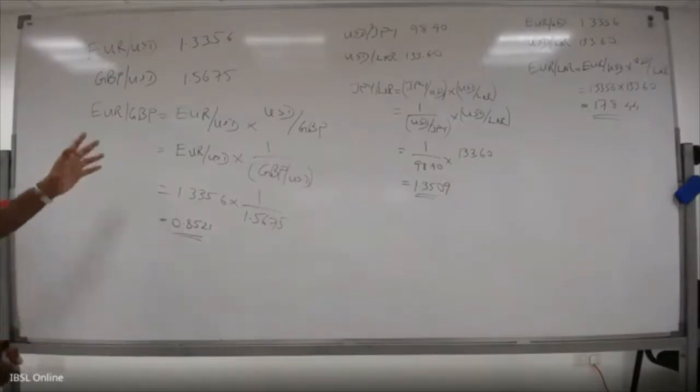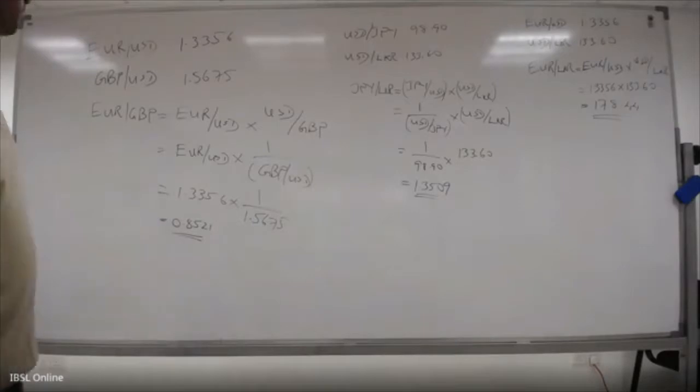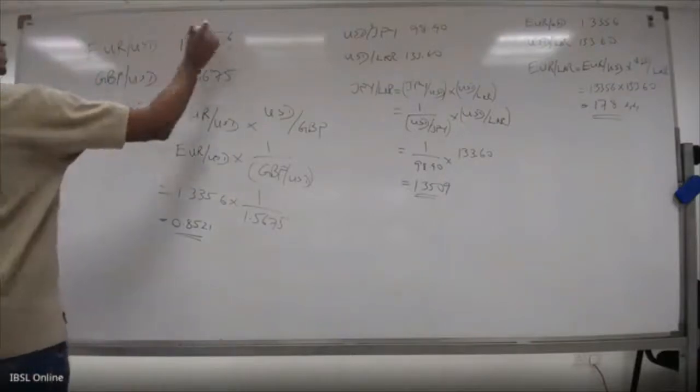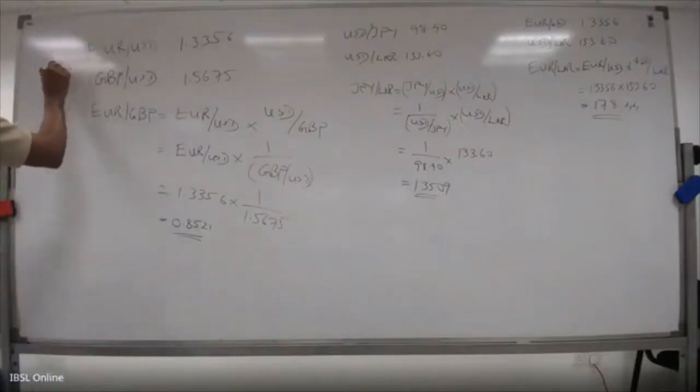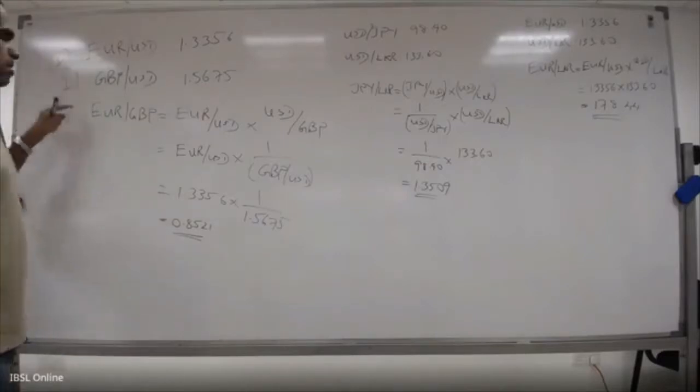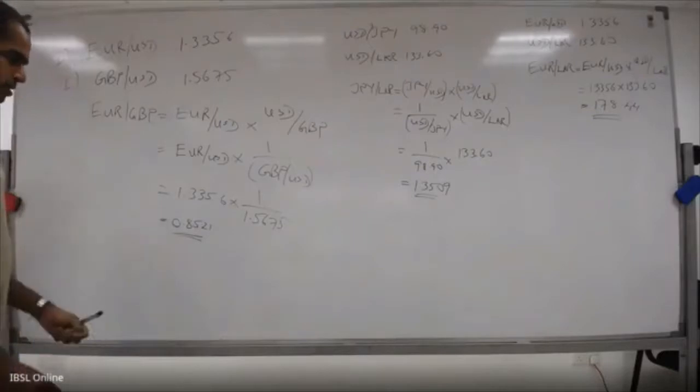If you look at these three examples that we just did, the first one, euro dollar, is an indirect quote. Sterling dollar is also indirect, which means they are the same kind. And if they are the same kind, you need to divide the two rates.